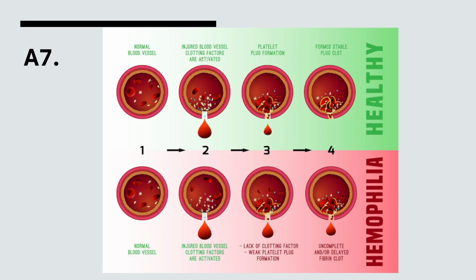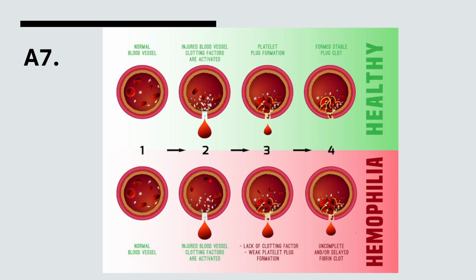Now, in the injured blood vessel, clotting factors are activated in the second step. In a hemophilia patient also, the injured blood vessel's clotting factors are activated. But in the third step, in a healthy person, platelet plug formation happens. In a hemophilia patient, lack of clotting factor leads to weak platelet plug formation, which as a consequence leads to step 4, where an incomplete or delayed fibrin clot forms.